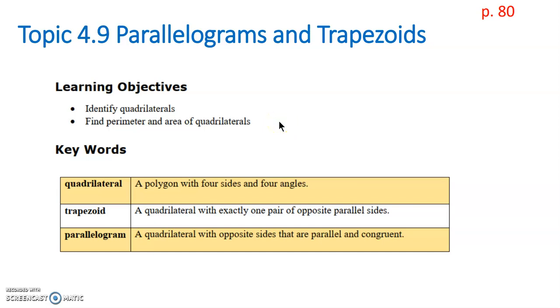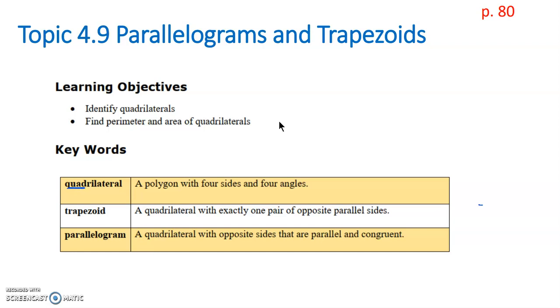Hello, today's lesson is topic 4.9, parallelograms and trapezoids. We're going to take a look at these quadrilaterals and we're going to find the perimeter and area of them. So when we look at the word quadrilateral, quad means four. So a quadrilateral is a shape that has four sides and four angles. We're looking at two special ones today.